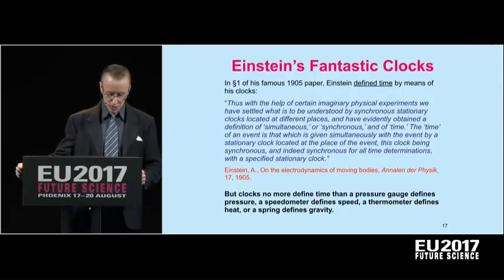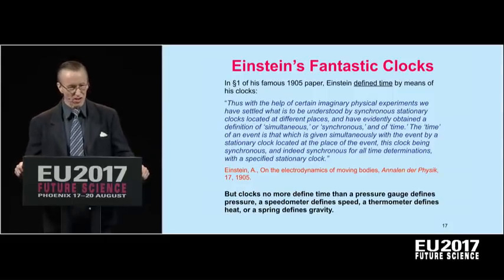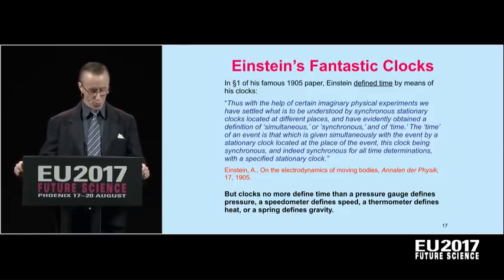Here's what Einstein says: "Thus, with the help of certain imaginary physical experiments, we have settled what is to be understood by synchronous stationary clocks located at different places, and have evidently obtained a definition of simultaneous or synchronous and of time. The time of an event is that which is given simultaneously with the event by a stationary clock located at the place of the event. This clock being synchronous, and indeed synchronous for all time determinations, with a specified stationary clock." Well, if you can make sense of that, that would be a miracle.